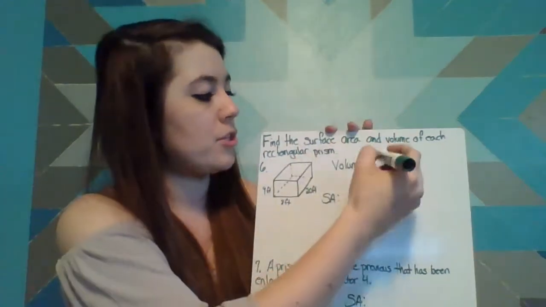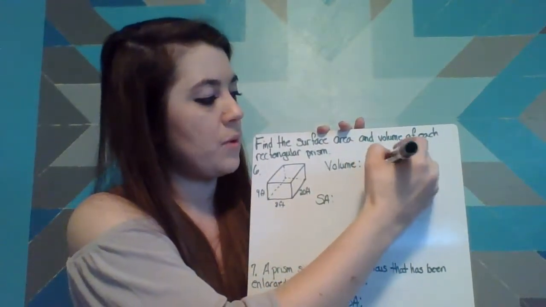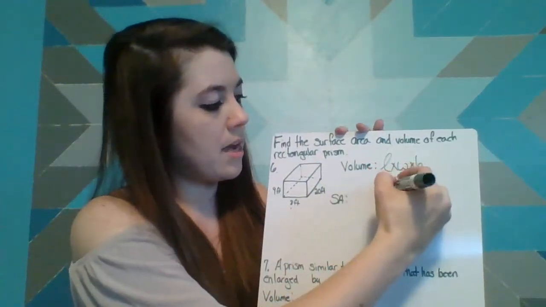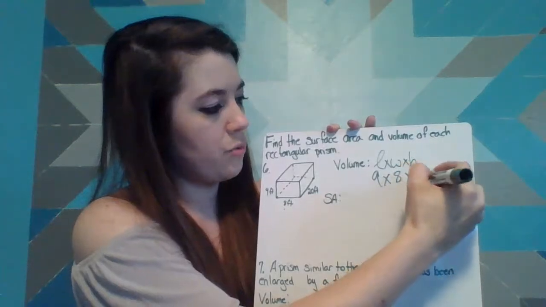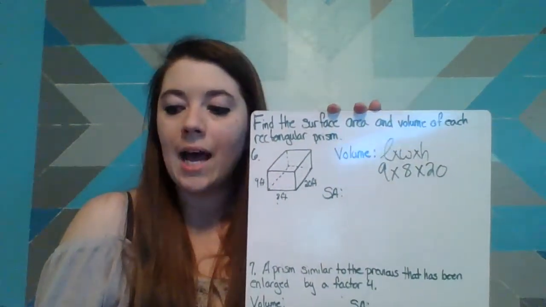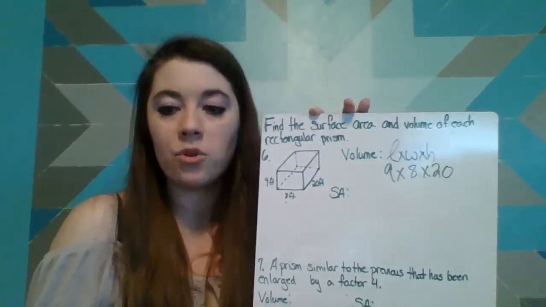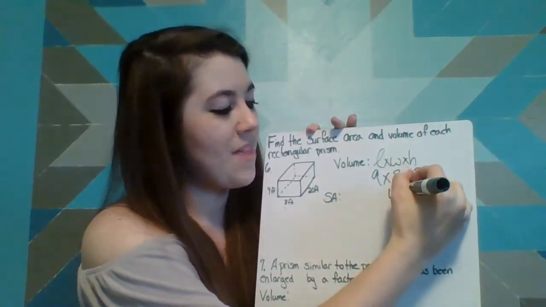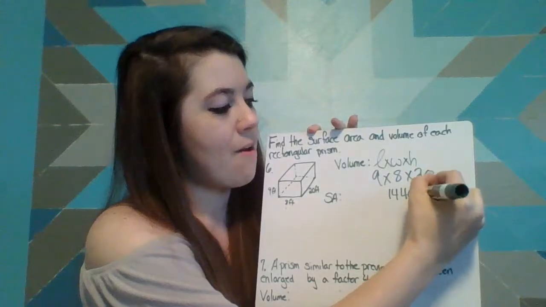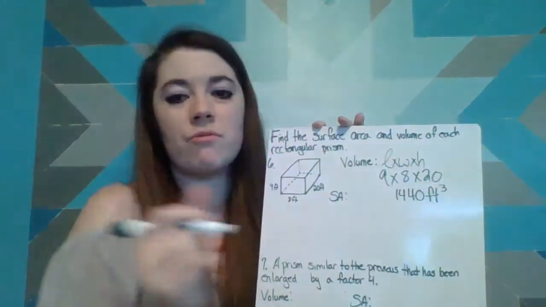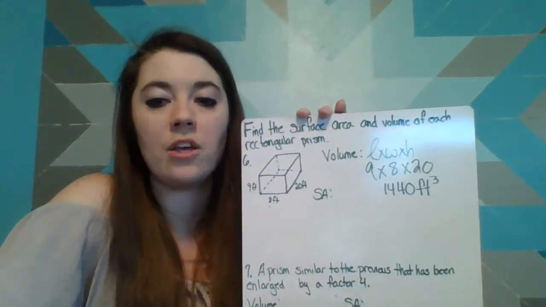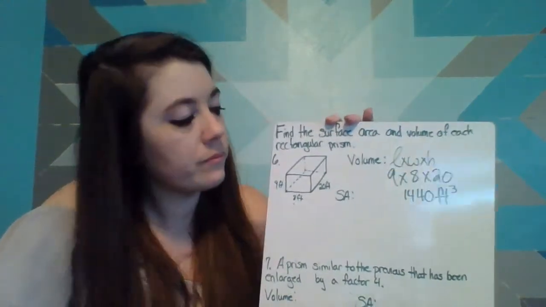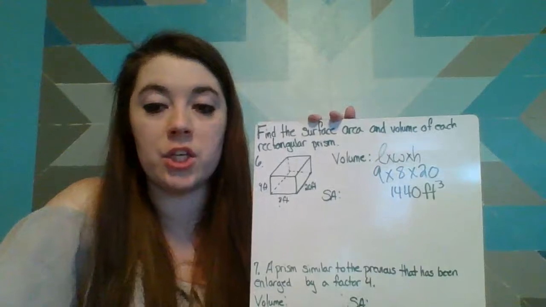For the volume, it's just length times width times height. So our 3 dimensions: 9 times 8 times 20. If we take 9 times 8 times 20, we're going to end up with 1,440 feet cubed. Remember your label. So if we're dealing with volume, it's going to be a measure cubed. So whatever our unit of measure is, cubed.